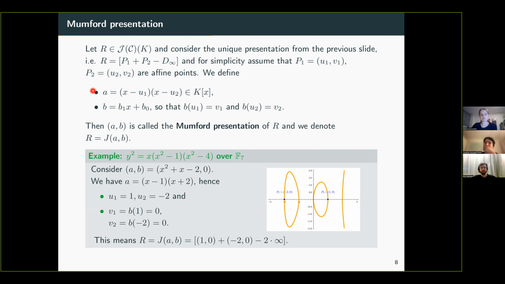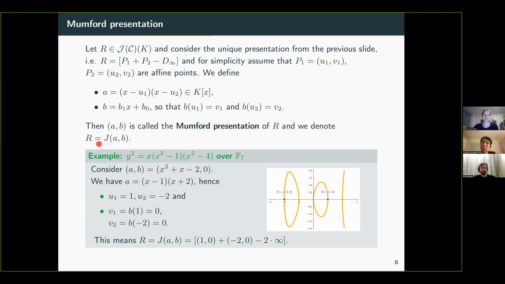Yeah, the description on this slide is a bit simplified. If we just assume that our points P1 and P2 are affine points, then the polynomial A is defined as a degree 2 polynomial that has as its roots the x coordinates of the points P1 and P2. And then the polynomial B is just the one that interpolates the points P1 and P2. So we have that B of U1 is V1 and B of U2 is V2.